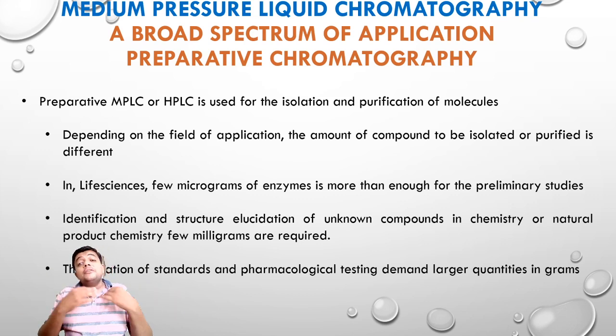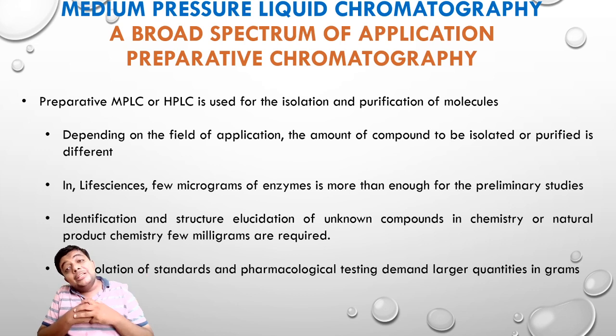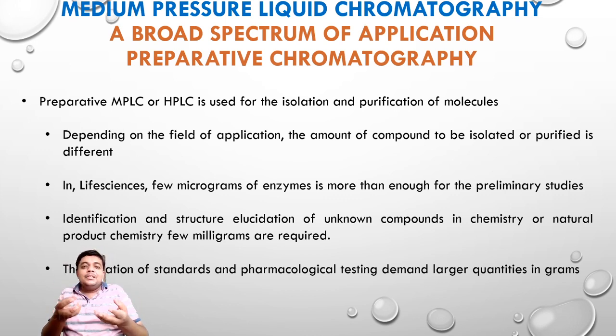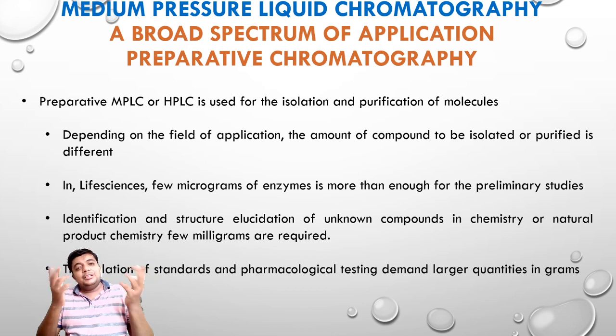But depending on the field of application, the amount of compound to be isolated or purified is different. This is where preparative chromatography comes into existence. If at all I just had the requirement of 1 microgram of a compound or 4 to 5 micrograms of a compound, analytical chromatography is the best. But why will we need preparative chromatography? If you go through these three statements, you will be very clear about why there is a need for preparative chromatography. See, in life sciences, a few micrograms of enzyme is more than enough for preliminary studies.